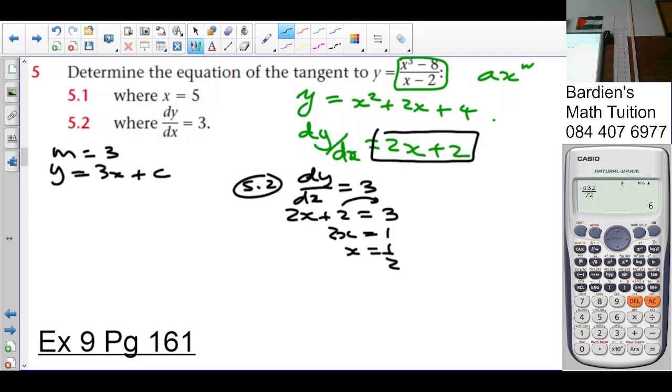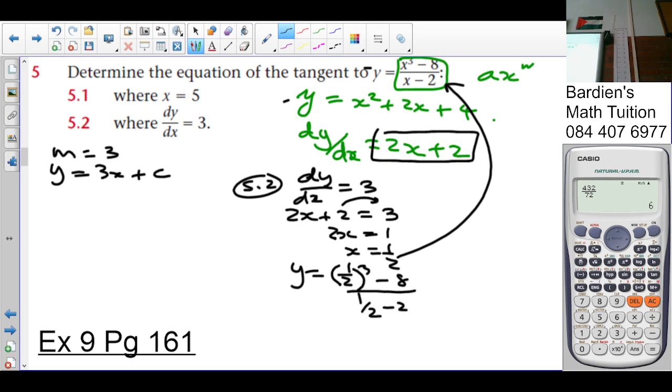So now I got the x value at which the gradient occurs. So what do I do with that? I sub it into the original function. I can go into either one of the two. Those two give you the same answer. Okay? So I say y is equal to (1/2) cubed minus 8 over (1/2) minus 2. Punch that in the calculator. So we got (1/2) cubed minus 8 over (1/2) minus 2. Gives you 21 over 4, is that correct?